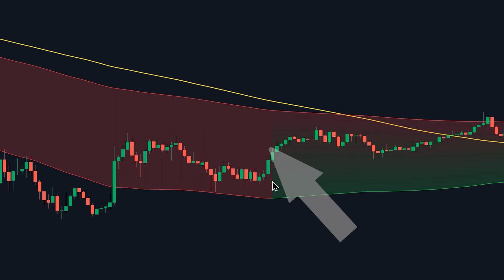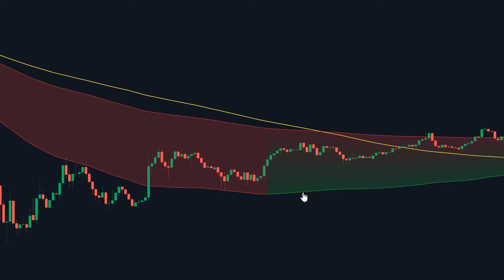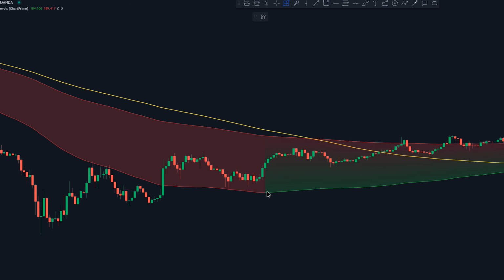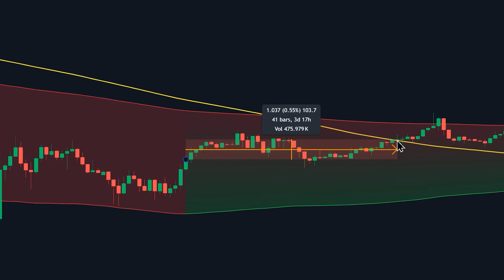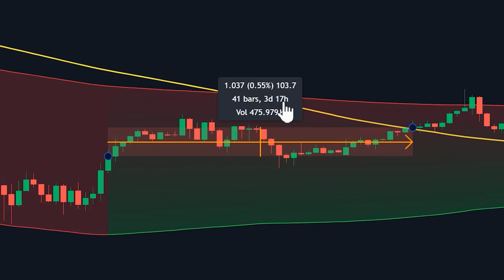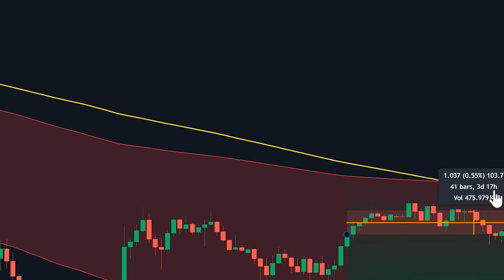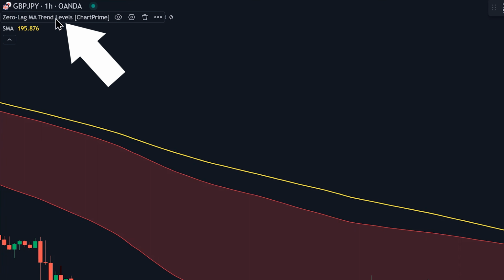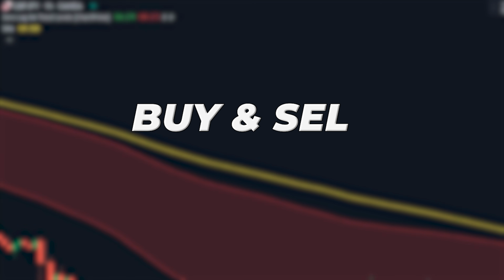And the way it does this is by changing the color of the trend cloud to a shade of green. So as you can see right here, we have a gradient with a green color at the bottom. Compare that to where the moving average crossover happened, and you can see a difference of 3 days and 17 hours. In this video, we're gonna go over what the zero lag MA trend levels indicator is and how you can use it to generate zero lag buy and sell signals.